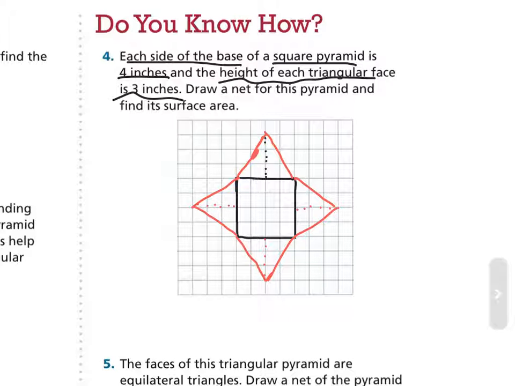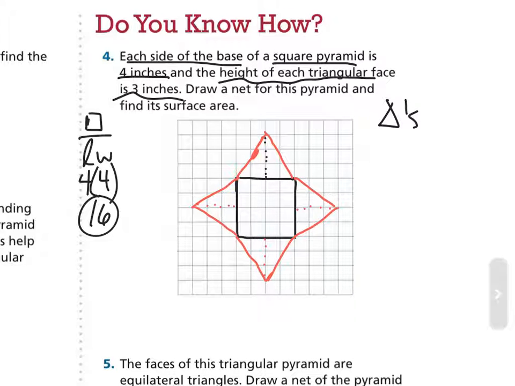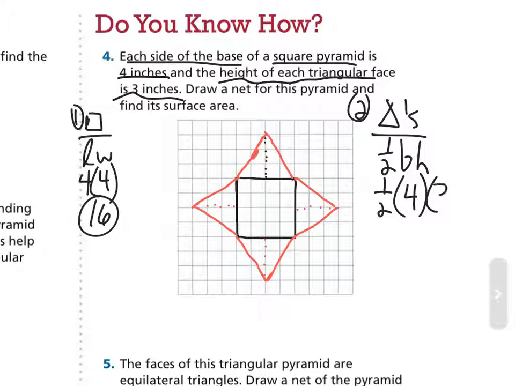And once we've got that drawn, then it's just a matter of finding our surface area. So surface area, we'd have the base would be that square. We'd do length times width, so 4 times 4 would be 16. And then we'd have the triangles. Triangle is half base times height. Our base is 4, our height's 3. And how many of those triangles do we have? We have 4 of them.